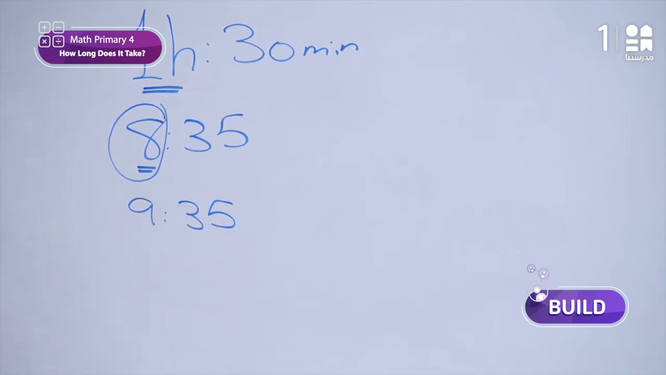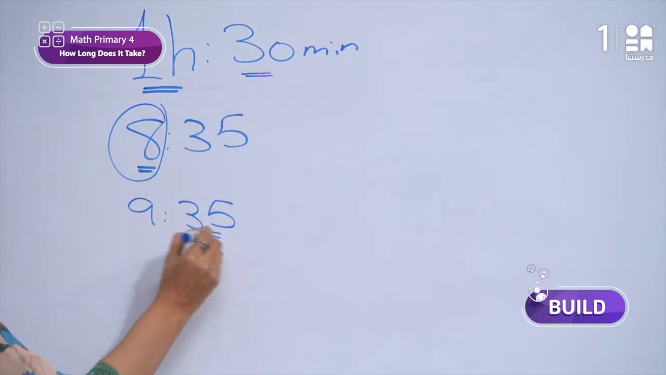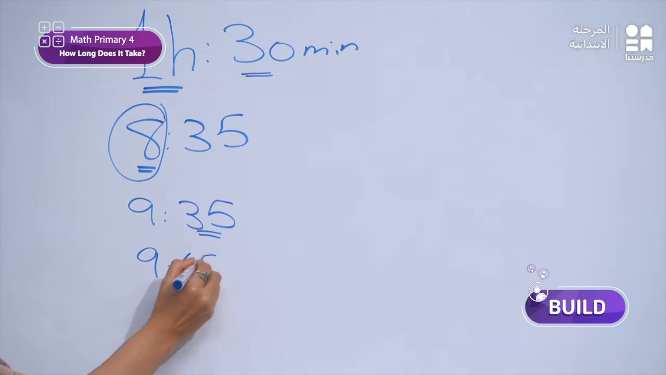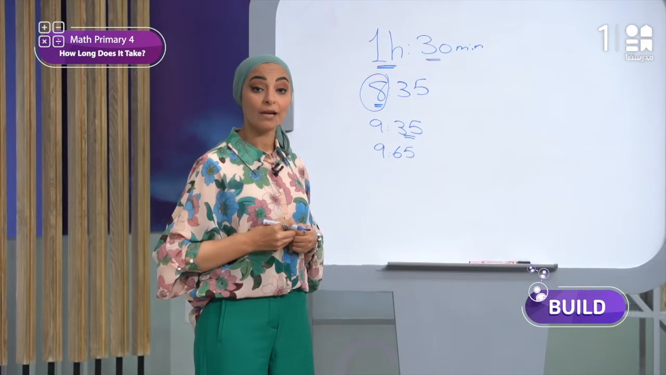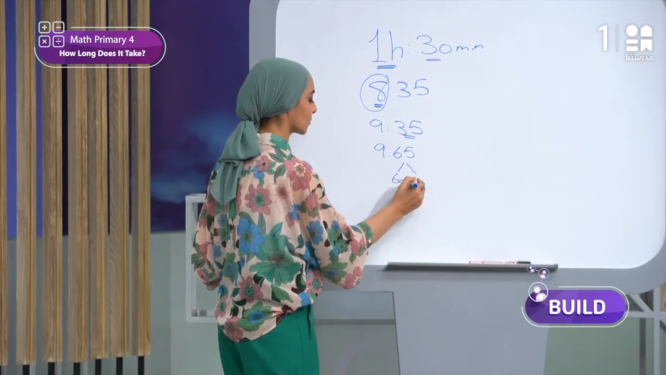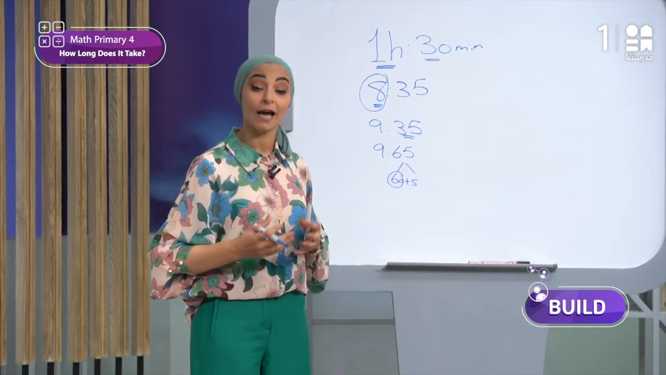وبعدين هعمل إيه؟ I will add the minutes. هعمل 30 plus 35. طيب 30 plus 35 gives me what? Yes, gives me 65. Right? يبقى here I have 965. طيب هي 965 دي أنا ممكن أعملها إيه؟ مش 965. 65 دي معناها إن 60 plus 5. وال 60 معناها إن 1 hour. ال 60 يعني 1 hour.